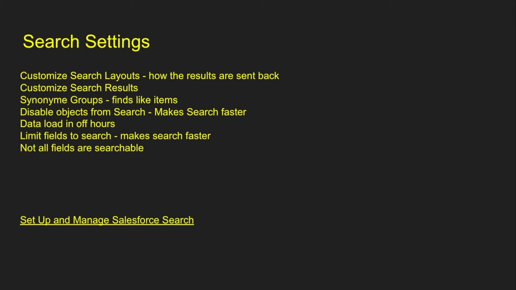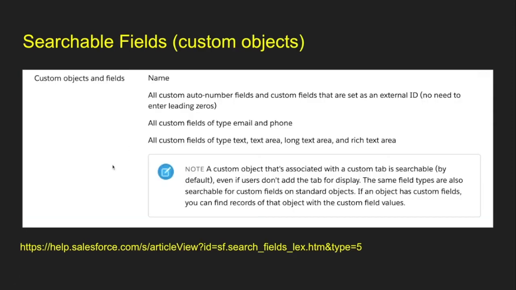If you want to learn more, I'll post a description below about how to set up and manage Salesforce search as well. A little note here, not all objects are searchable. All custom auto numbers and fields that are set to external ID do not enter leading zeros. All custom fields of the type email or phone are searchable. All custom field types that are text area, long text area, and rich text area are searchable. So these are your searchable fields. Just be mindful of that.